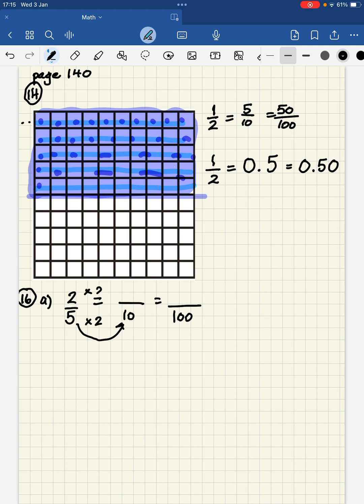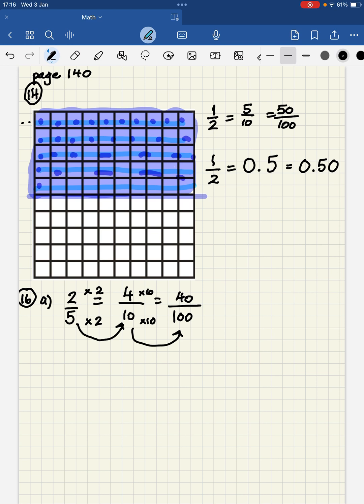So we do the same thing to the top. So that would be 4/10. And how do we get from there to there? Well, we times by 10. So it will be 40 hundredths. So you can pause the video and do A, B, and C.